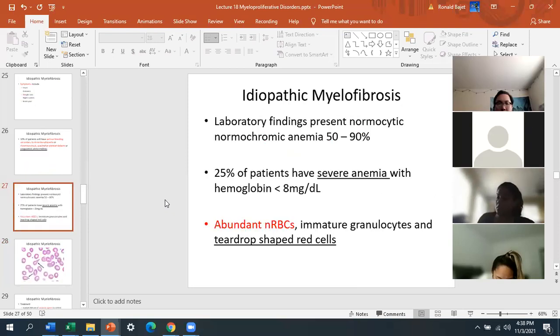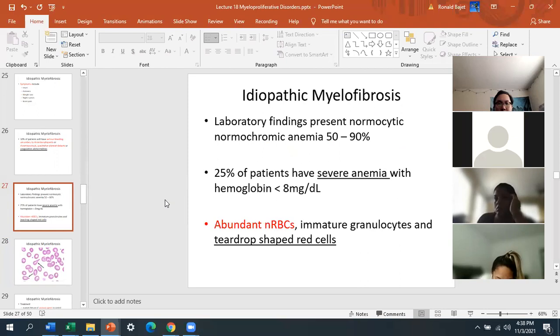Laboratory findings present normocytic normochromic anemia. The red blood cells look normal, with normal central pallor and normal size. In 25 to 90%, and 25% will have severe anemia with hemoglobin less than 8 and abundant NRBCs.